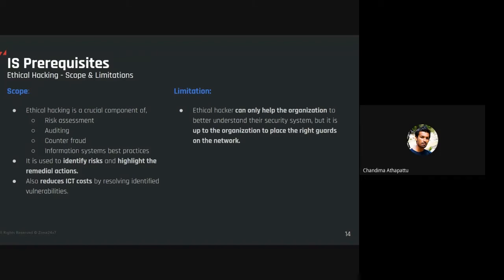But the limitation is, even though we identified vulnerabilities, it's up to the organization to place the right guards on the network. That's the limitation that we have to communicate clearly. Even though we identified them, it's up to the organization or the project team to place those right guards.